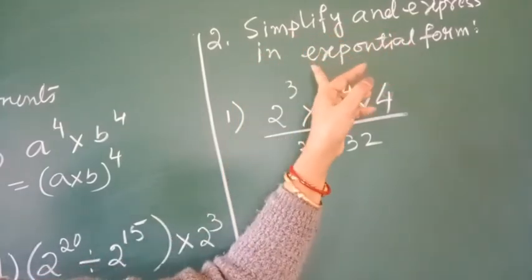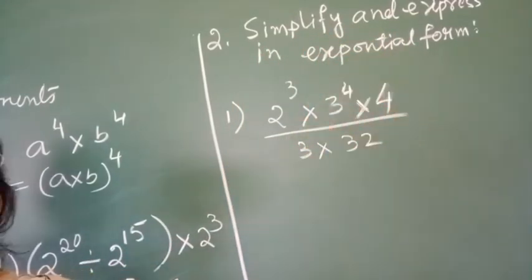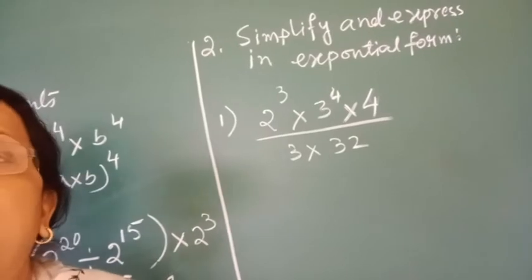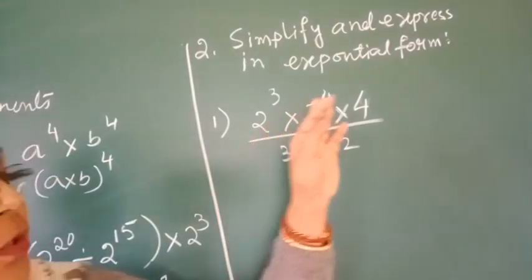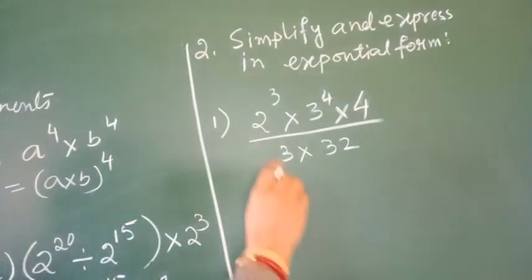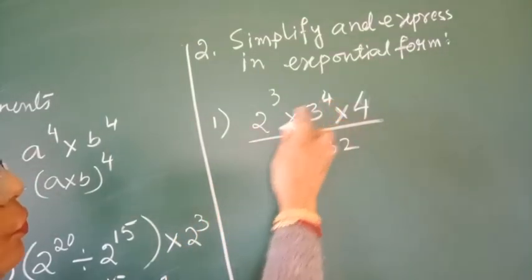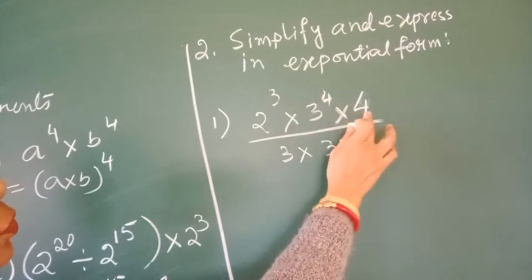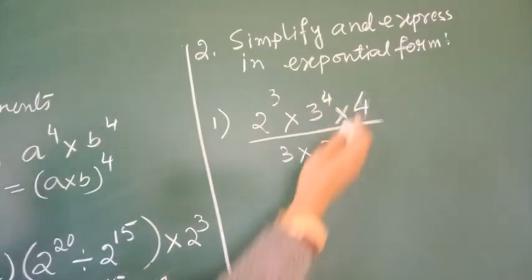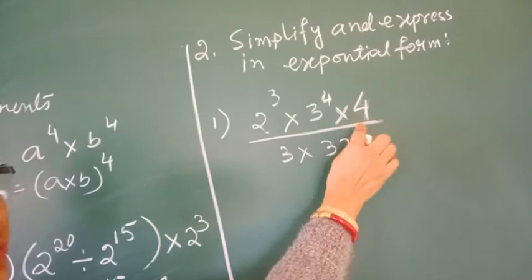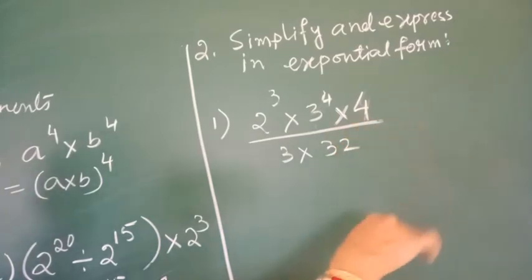Next question is: simplify and express the answer in the exponential form. Exponential form means you have to find the answer in the power form. Okay. Now watch the sum very carefully. 2 cube, 3 to the power 4, 2 to the power 3, 3 to the power 4, 4. 4 is not a prime number. I have to convert 4 into prime numbers. That means 2 into 2, that is 2 to the power 2.